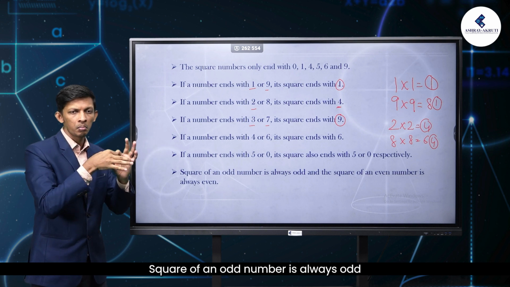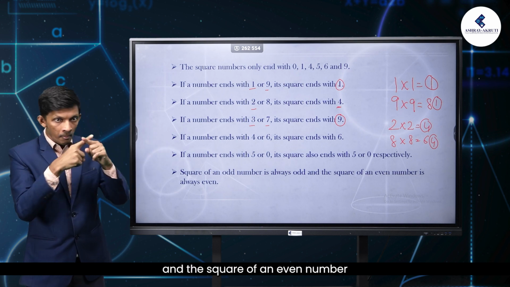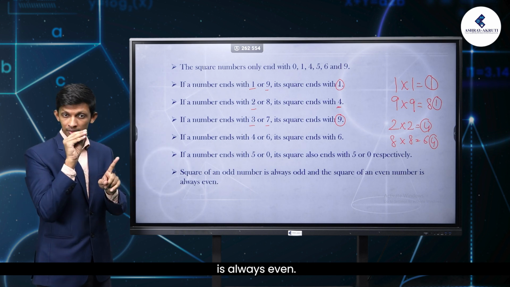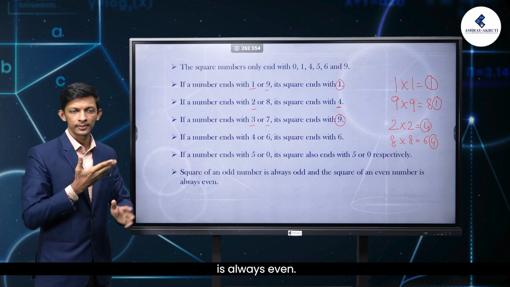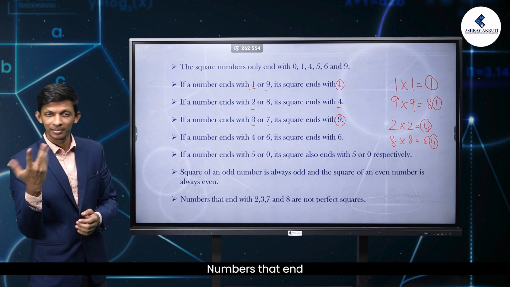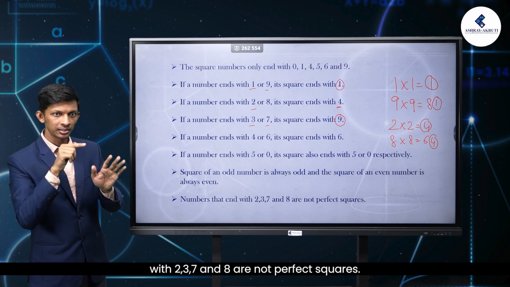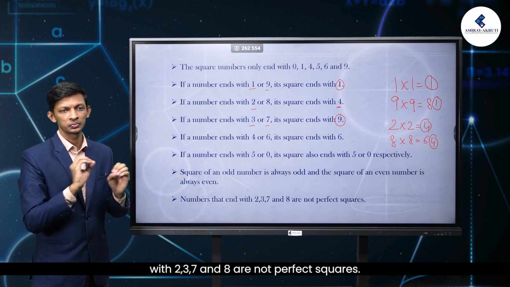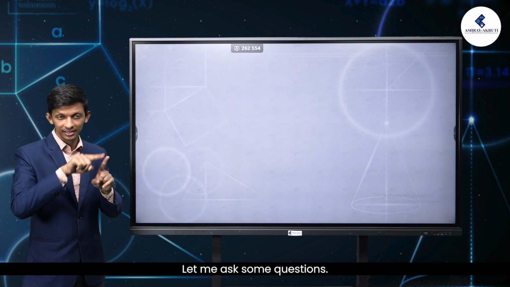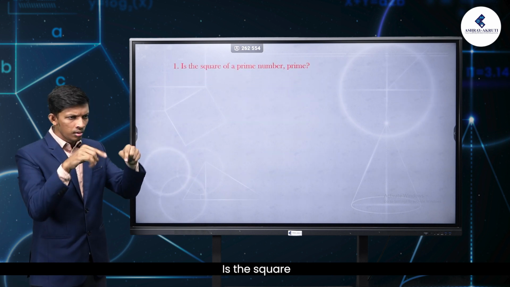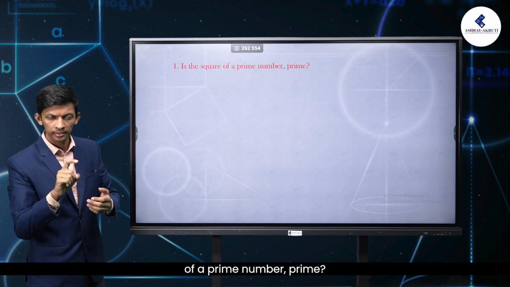The square of an odd number is always odd and the square of an even number is always even. Numbers that end with 2, 3, 7 and 8 are not perfect squares. Let me ask some questions. Is the square of a prime number prime?